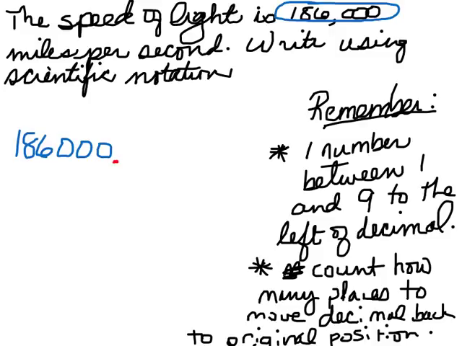What you do when you do scientific notation is you write one number between 1 and 9 to the left of the decimal. So I'm going to stick my decimal point between that 1 and that 8, and it would become 1.86. I don't need the zeros on the end, and I'll show you why in a minute.